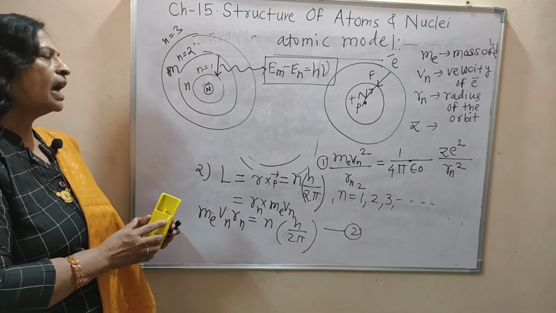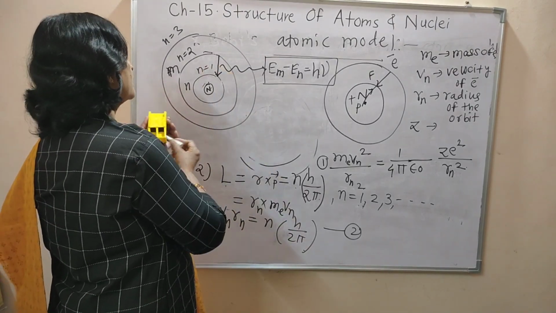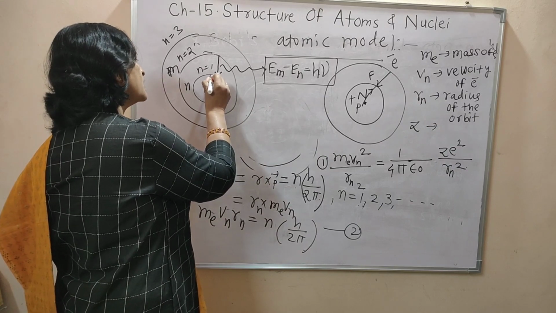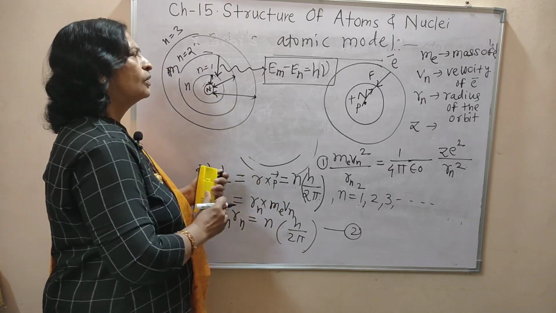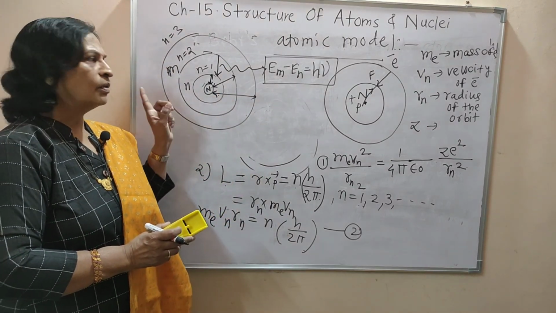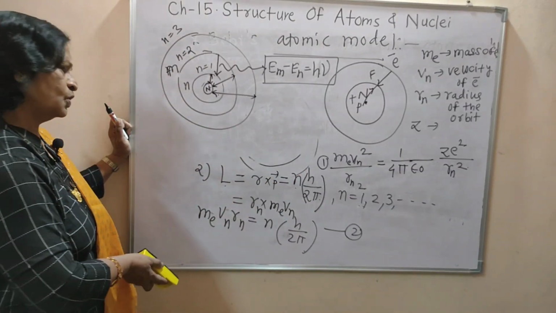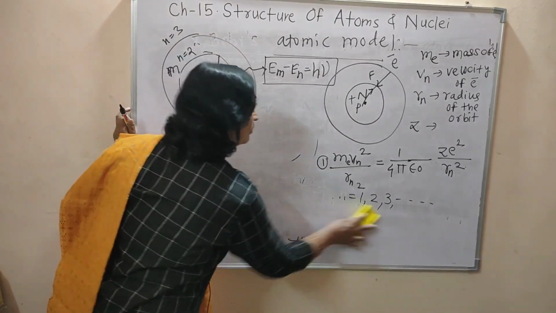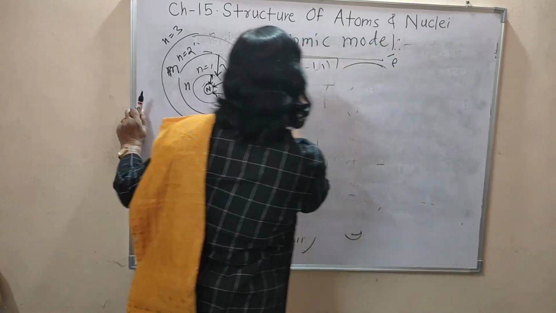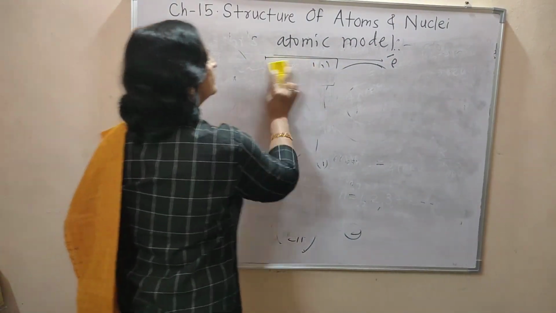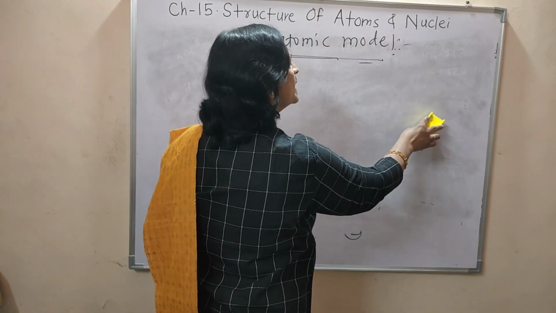Now we have to calculate the radius of the orbit. Radius of the first Bohr orbit. Suppose this is the radius of the first Bohr orbit, then the radius of the second Bohr orbit, radius of the third Bohr orbit. To calculate the radius of the orbit, we have to consider these two mathematical statements of Bohr's postulates. While writing the answer, you must start with these notations: me, ve, vn, rn, Z.